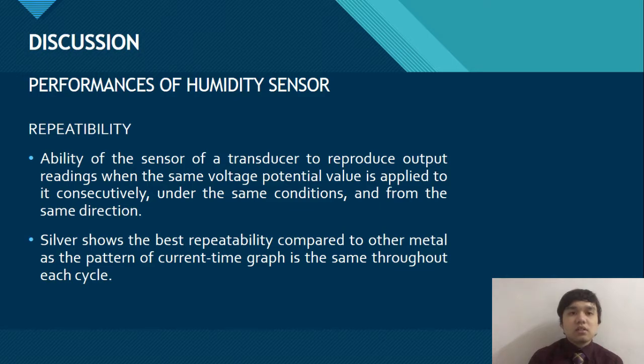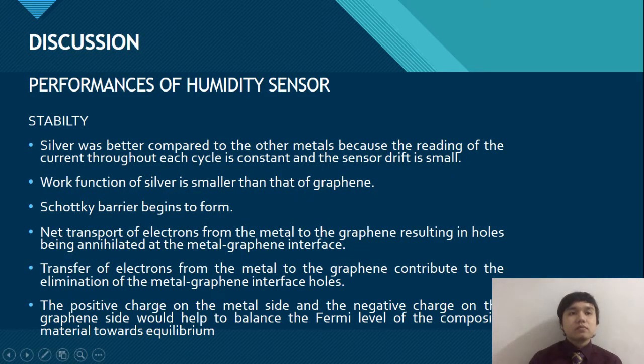In this research, silver shows the best repeatability compared to other metals, as the pattern of the current-time graph is the same throughout each cycle. Next is the stability of the sensor. In this research, silver was better compared to the other metals because the reading of the current throughout each cycle is constant and the sensor drift is small.